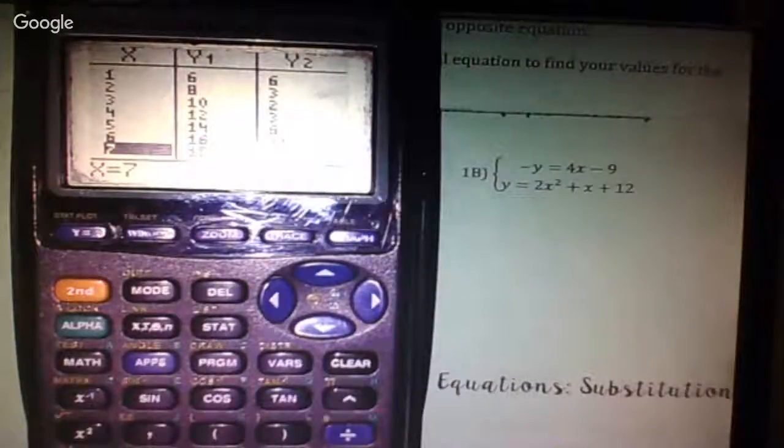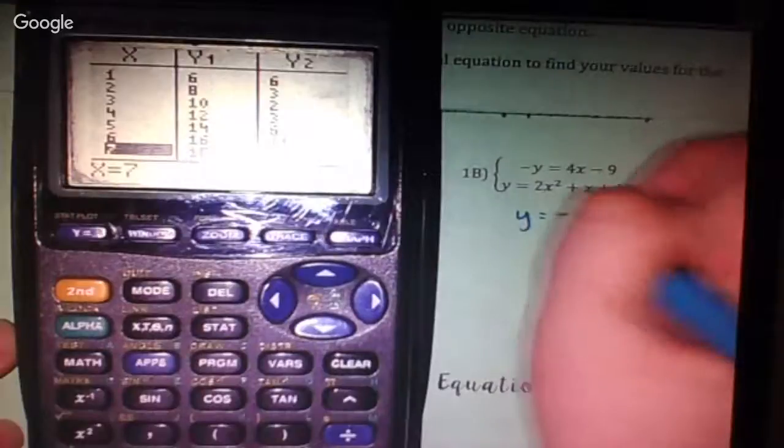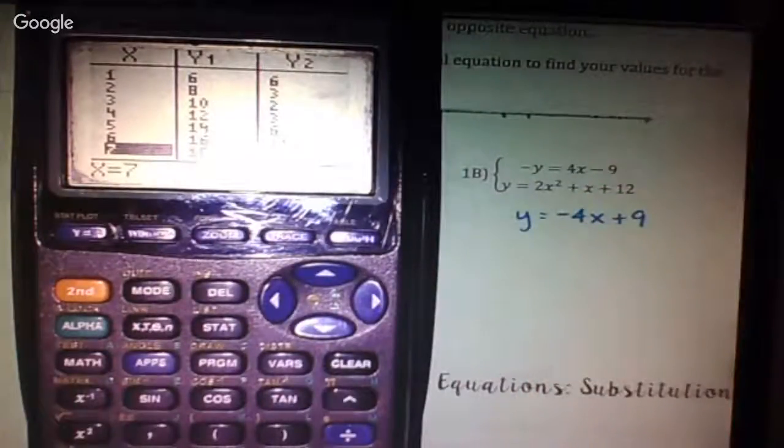Okay, Rebecca says we have a problem. The first one is negative y. So I need to divide everything by negative 1. So that makes it y equals negative 4x plus 9. Remember, when you divide everything by negative 1, all it does is change the sign.